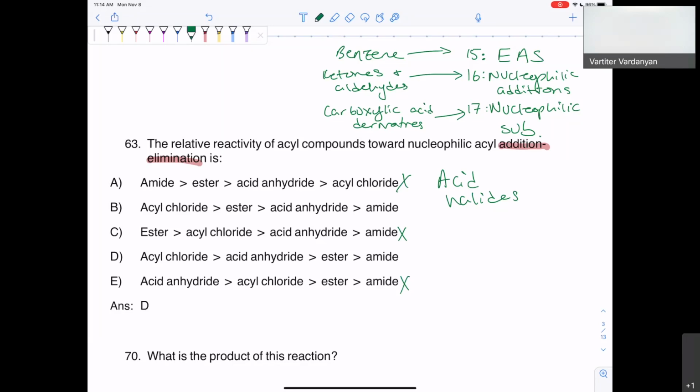Which one is more reactive? The anhydride. Cool. So the answer would be B. Just kidding. Yes, you're right. It would be D. The biggest thing on these exams is reading the question and reading the answer choices, which as you can see, I don't do.